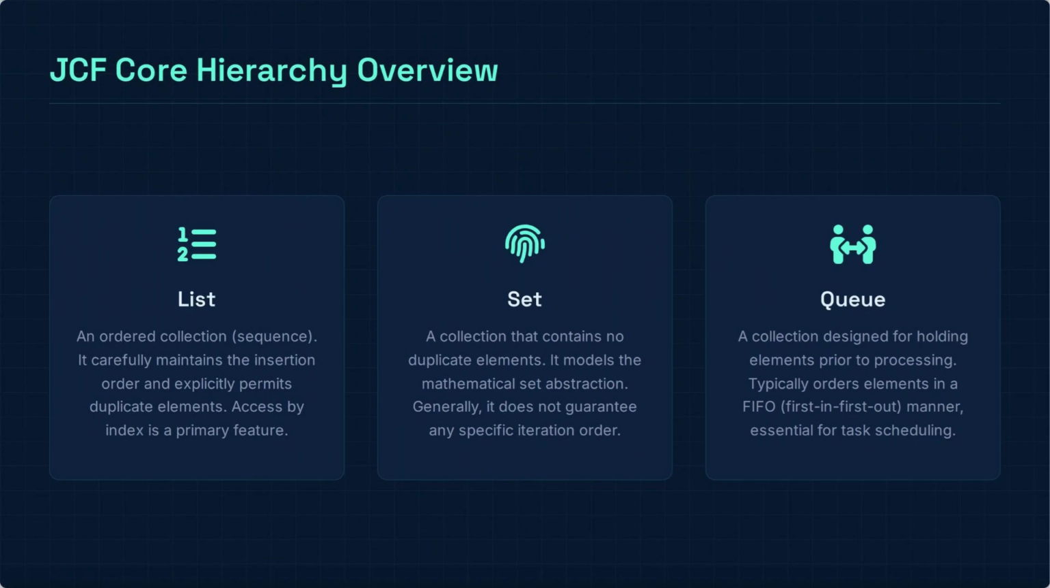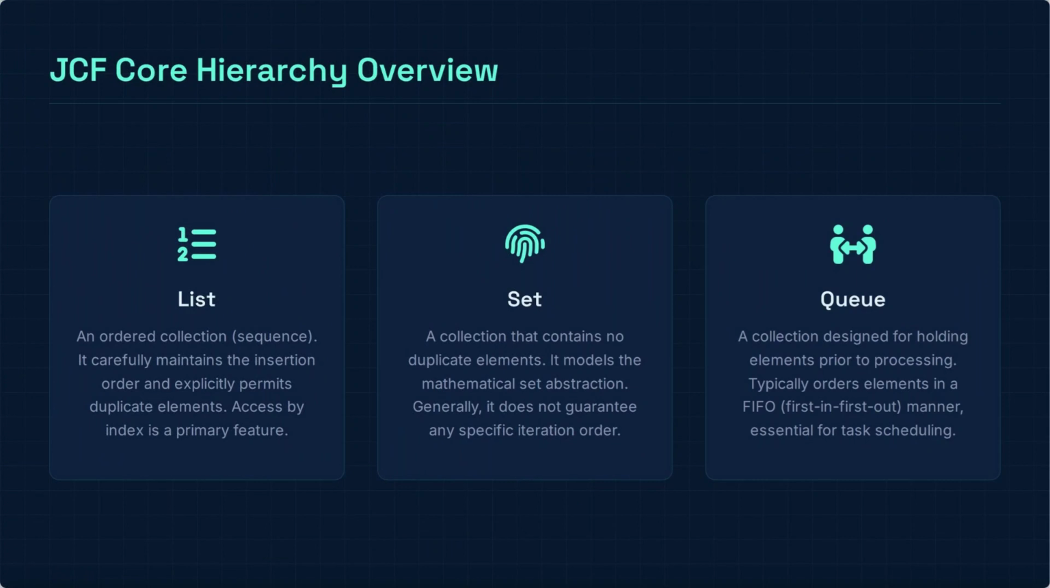List. A list is an ordered collection, or sequence, that carefully maintains the insertion order and explicitly permits duplicate elements. Accessing elements by their index is a primary feature of a list. Set. A set is a collection that contains no duplicate elements, modeling the mathematical set abstraction. Generally, a set does not guarantee any specific iteration order.